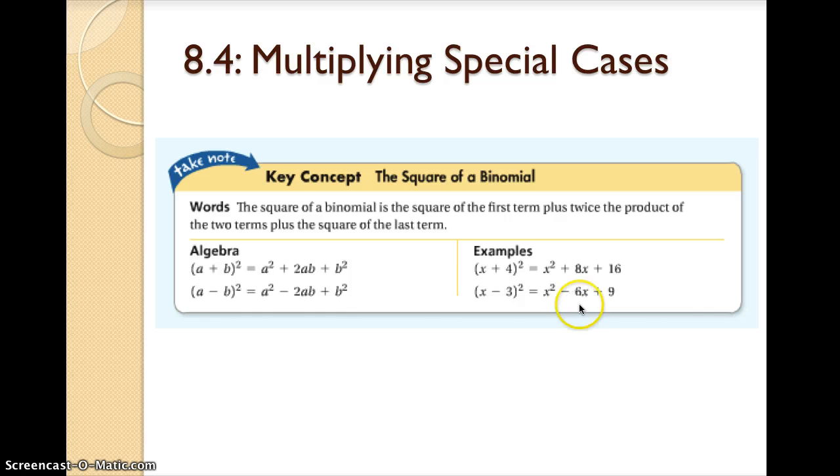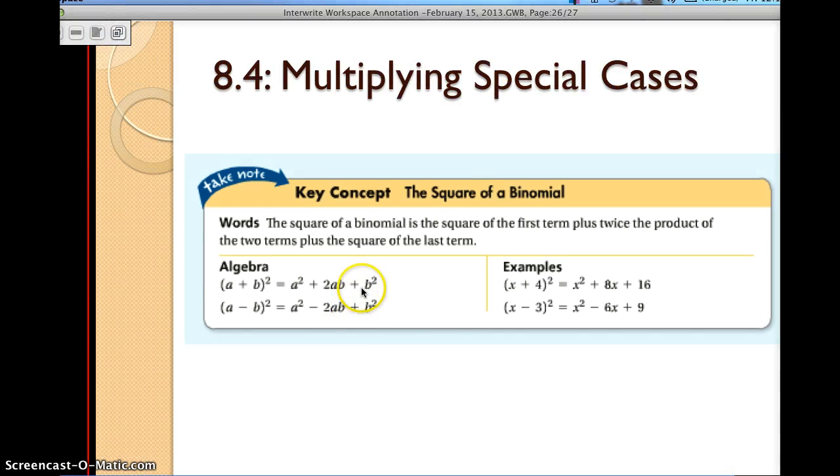Alright, let's look at 8.4, which is multiplying special cases. The square of a binomial. These are just showing you special situations. If you have a plus b squared, which really means a plus b times a plus b, and if you FOIL that out, you're going to end up with a squared plus 2ab plus b squared. If your original binomial is subtraction, notice it's the same thing, except for now this comes out to a minus.